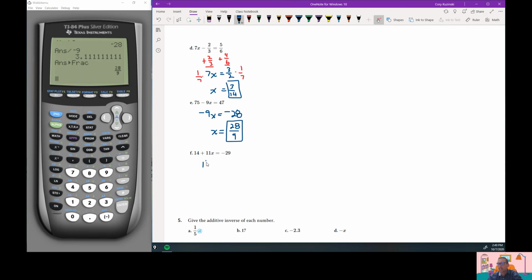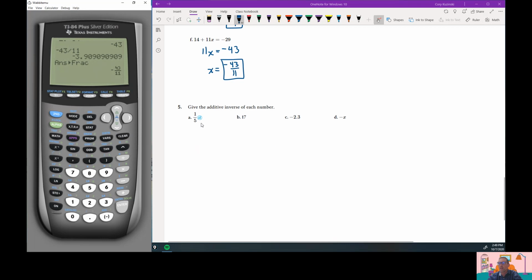One more, two steps. Subtract 14 from both sides. Negative 29 minus 14 is negative 43. And then divide both sides by 11, which is not going to be able to be simplified, so we'll just leave it as negative 43/11. If you don't trust me, you can just type it in, and then hit math, enter, enter. There it is, negative 43/11.